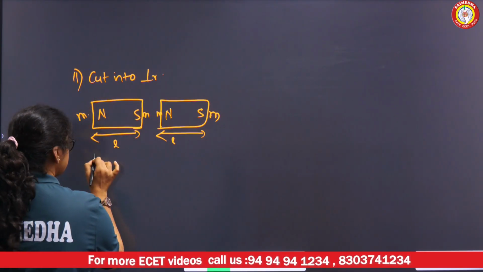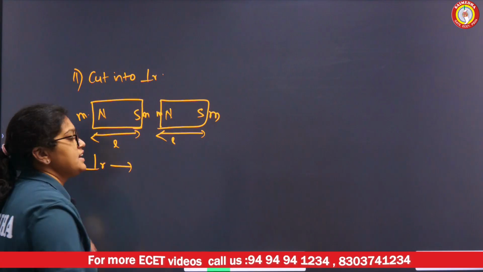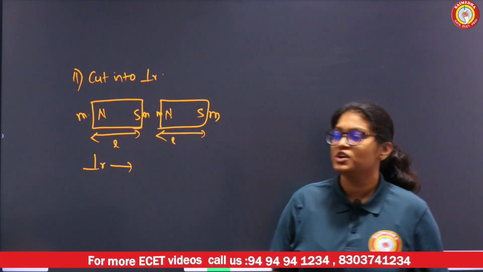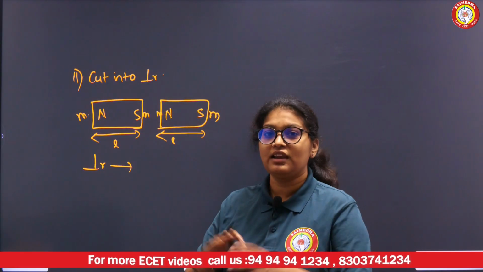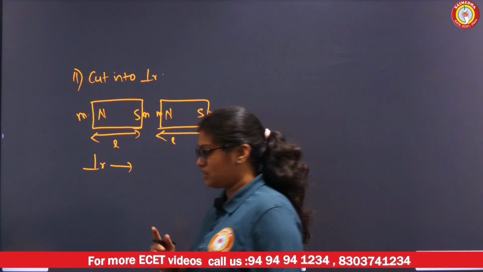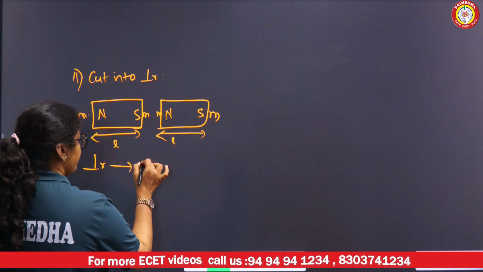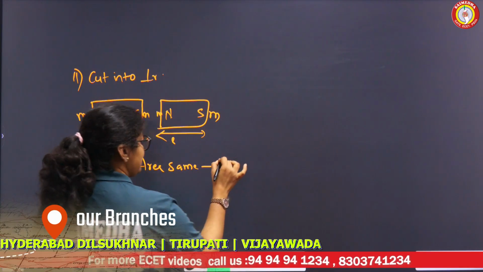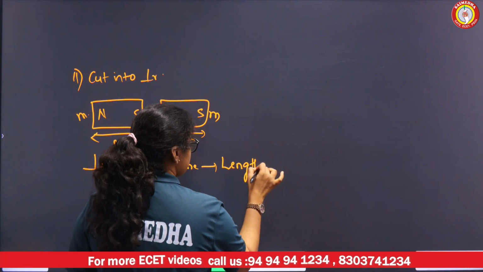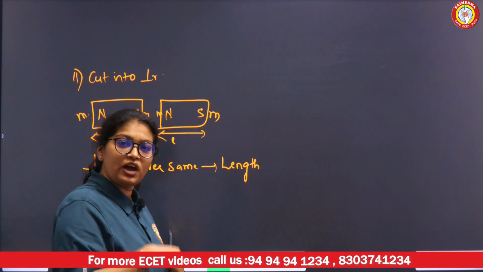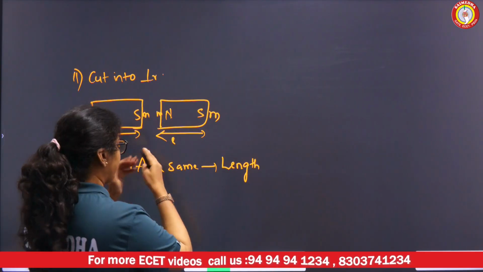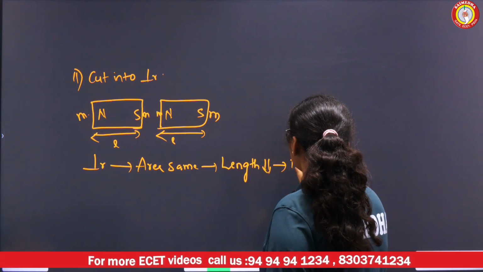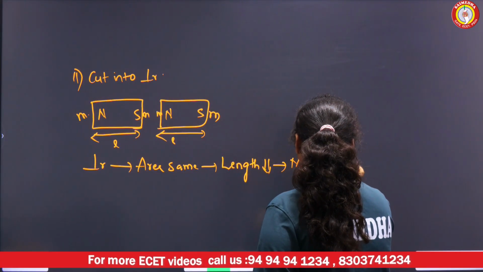Clear? Now what happens if I cut in the perpendicular way? Does the area change? Is there an impact on the area? No. The area does not change, because we are cutting perpendicular, so the length is going to divide, not the area. That clarity should be maintained. So the area is the same, but the length is decreasing. Before, the length was 2L, but now the length has decreased when we cut perpendicular. If the length decreases, what happens? The magnetic moment also will decrease.